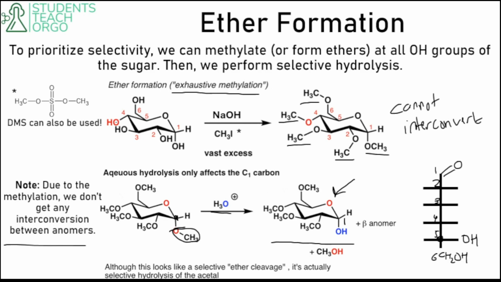So if this is 1, this is 2, this is 3, this is 4, this is 5, and this is 6. So keep in mind that on carbon 5, you're going to have that OH. But on every other carbon, so 2, 3, and 4, it's going to be methylated.